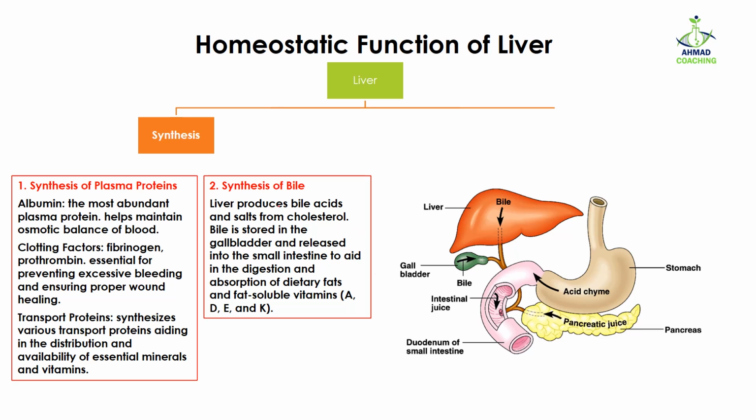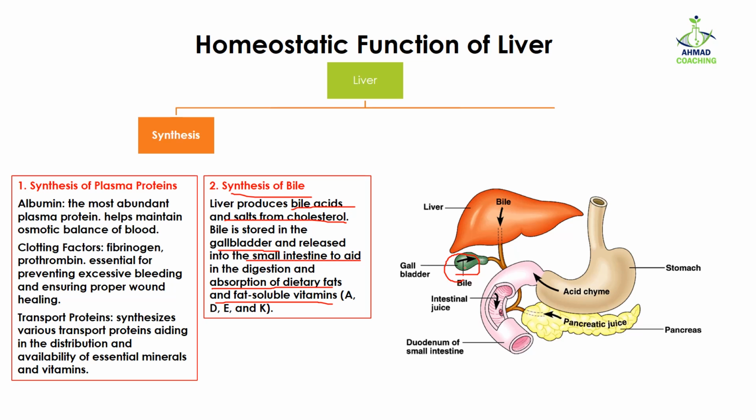The second synthesis function of the liver is the synthesis of bile. The liver produces bile acids and salts from cholesterol. Bile is stored in the gallbladder and then released into the small intestine to aid in the digestion and absorption of dietary fat and fat-soluble vitamins. In the digestive system, you must have learned about bile, which is present here, in the gallbladder. The function of this bile is the emulsification of fats.